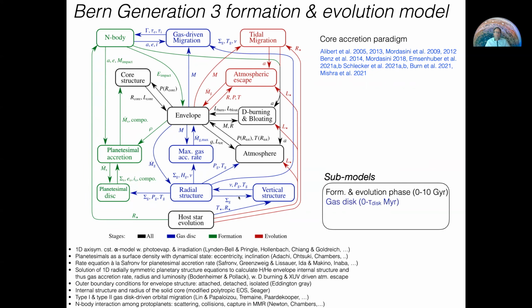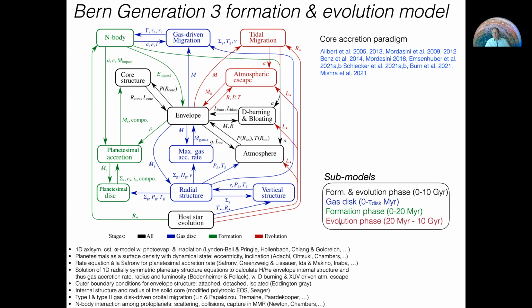Then we have some modules which are active only while the gas disk is around, so for the radial structure and the vertical structure of the gas disk. Then we have some more models which are active during what we call the formation phase, which is set to 20 million years, but 100 million years would probably be more realistic. So this is the planetesimal disk, where we have planetesimal accretion and the n-body interaction.